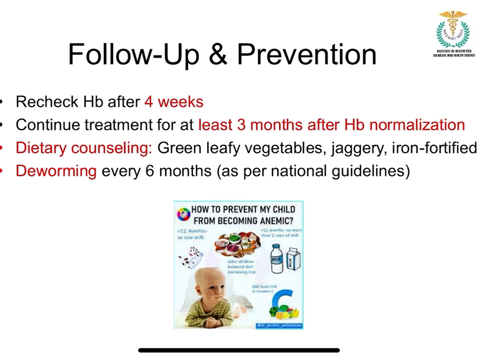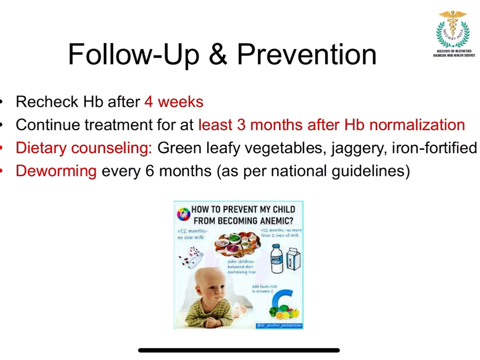Follow up and prevention. Recheck hemoglobin after 4 weeks of starting iron. Continue treatment for at least 3 months after Hb normalization. Even after the Hb is normalized, it is recommended that you continue treatment for 3 more months. Dietary counseling. So iron therapy is fine, but you must counsel them to take things that are rich in iron, like green leafy vegetables, jaggery, iron fortified foods, and iron fortified salt can be given.